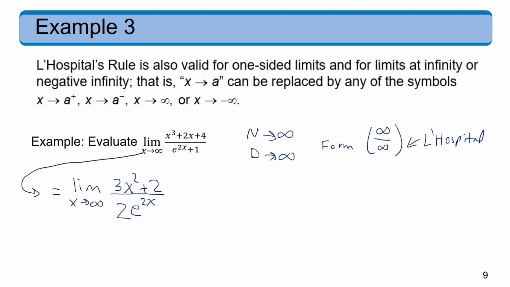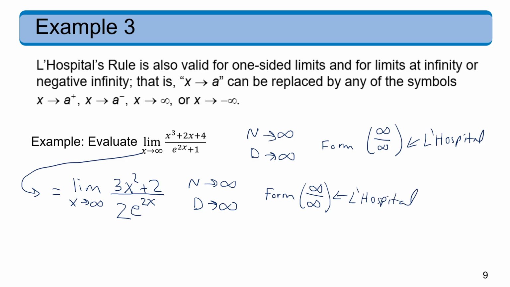Now let's evaluate again what's happening. As x goes to infinity, the numerator, this term is getting infinitely large, plus 2 is still going to infinity. So the numerator is going to infinity. The denominator also would be going to infinity, just like we discussed on the previous fraction. So we have another form, infinity over infinity. So it's still in the form where you can use L'Hopital's rule. So we're actually going to use L'Hopital's rule a second time.